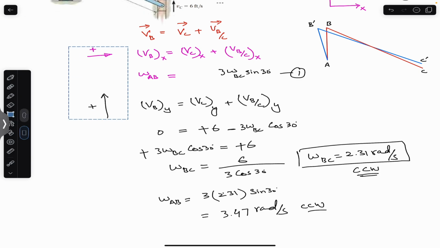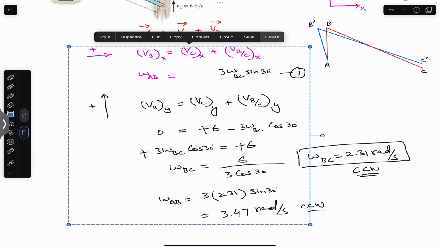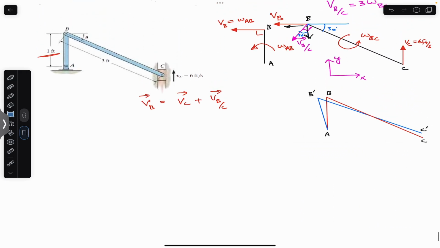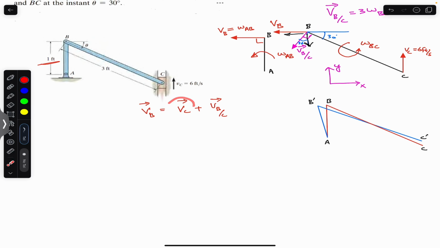So let's erase all these. Now we will apply the vector method. By the vector method, we will apply this equation. For that method, we need to write VC as a Cartesian vector and the velocity of B relative to C as a Cartesian vector. Similarly, we can write this equation in terms of omega BC: VB is equal to VC plus omega BC cross product with the position vector of B relative to C.